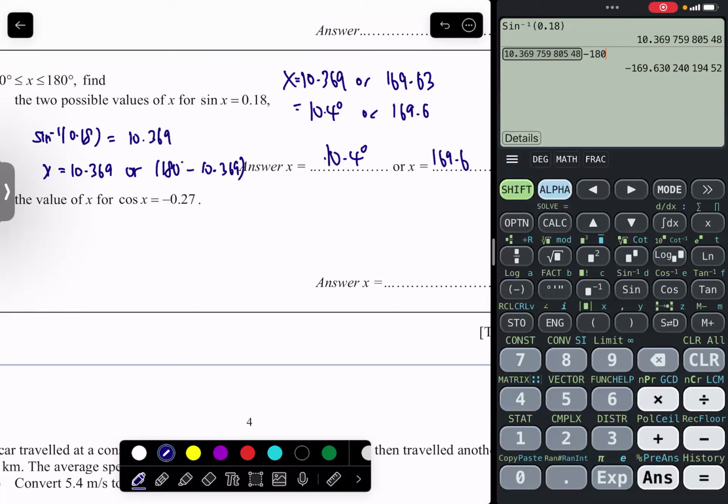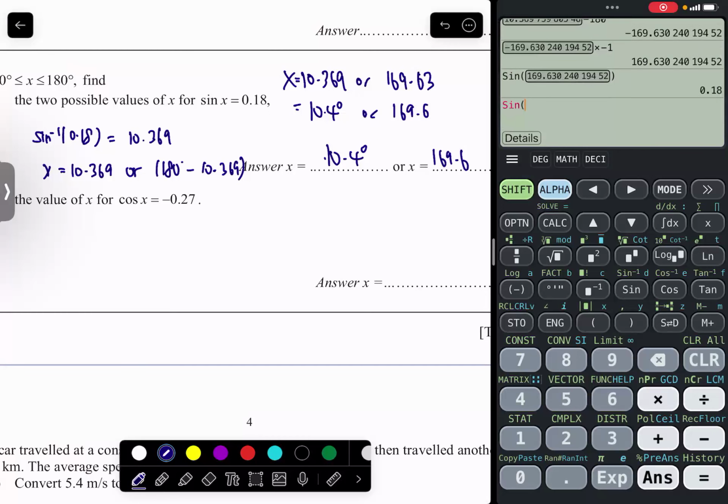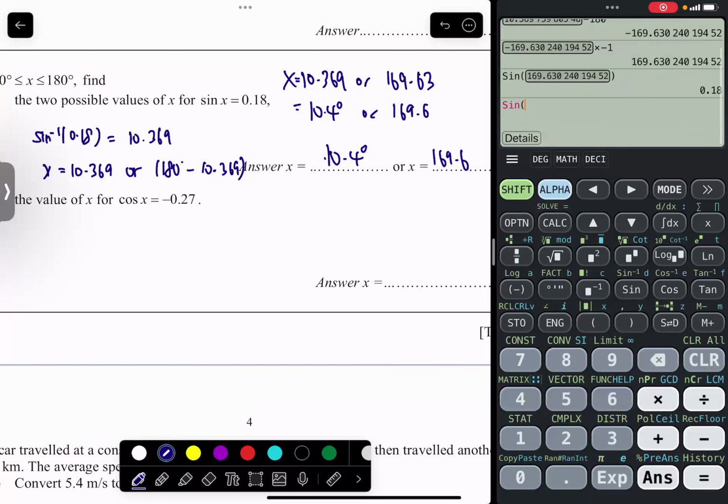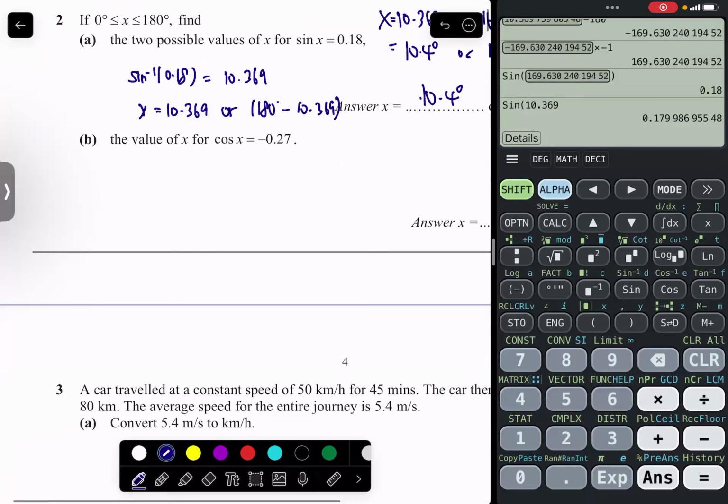You can double check your answer by taking the sine of it again. Imagine you take the sine of this answer, you'll get back 0.18. When you take the sine of 10.369, you'll get very close to 0.18 as well. So it's always the case, 180 minus.